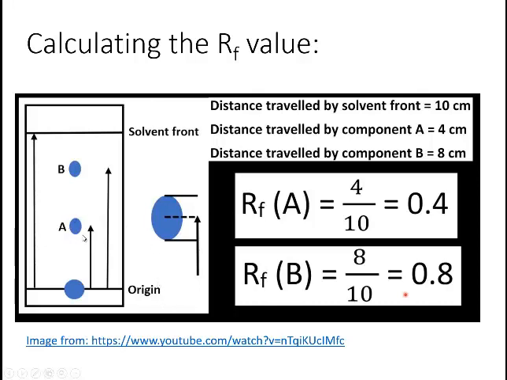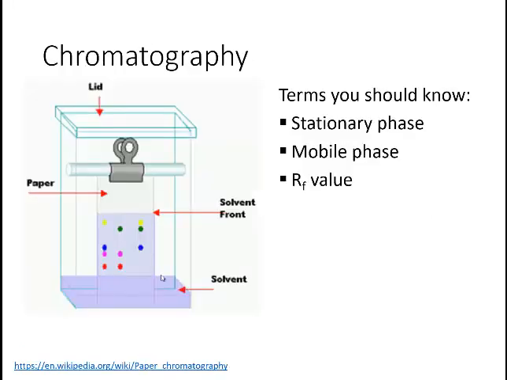If you have this substance A, you should get a similar RF value on different chromatograms as long as you use the same solvent and the same stationary phase, the same kind of paper. So you can use different kinds of stationary phases, you can use different kinds of solvents, and that's how we change our chromatography. Okay, so we figured out how to calculate an RF value.